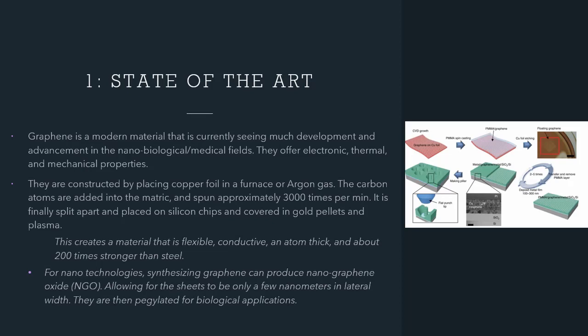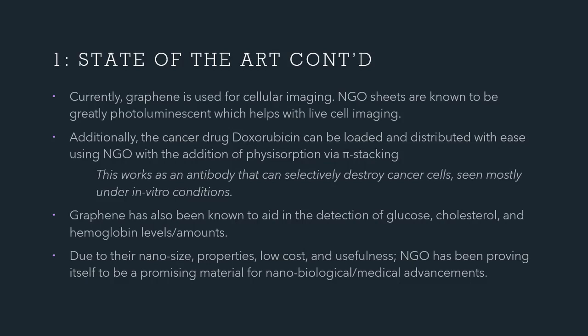And on that note, currently in the state of the art of nanographene, graphene is used mostly for cellular imaging. NGO sheets are known to be greatly photoluminescent, which allows for live cell imaging, and accurate at that. I again recommend looking into this yourself if you're ever curious.